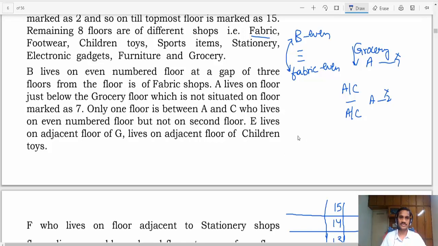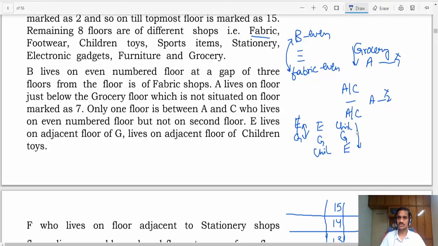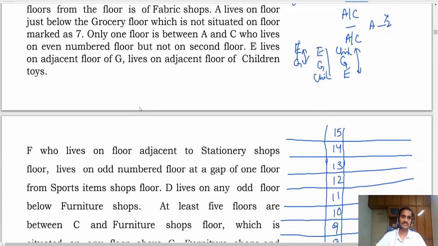E lives on an adjacent floor to G. E and G are adjacent to each other in any order. G lives on adjacent floor to children toys. Kanuka E, G, children undachu, or G, E, children undachu, children toys. These three must be together like this, in any order. Follow here E, G and children. Now this is what the information given in the first one.